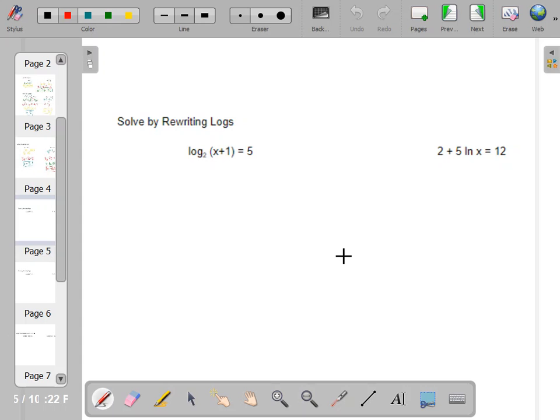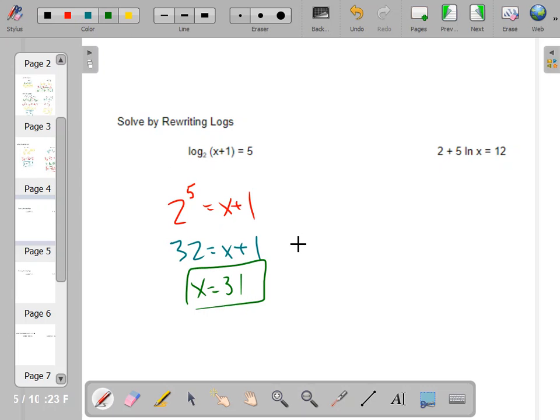Let's see if we can solve by rewriting logs. If you're going to rewrite a log, you need to have the log by itself, and then you need to take it as an exponent. So the base is 2. 2 to the 5th equals x plus 1. 2 to the 5th, 2, 4, 8, 16, 32. That's 32. So when you subtract 1 from 32, you get x equals 31.